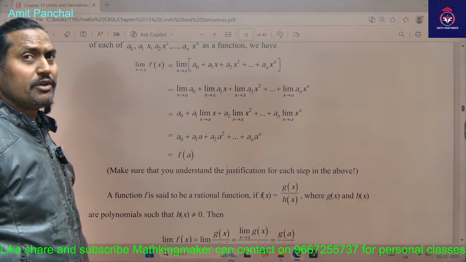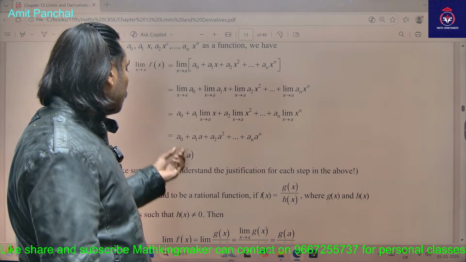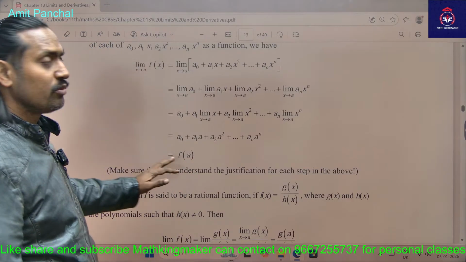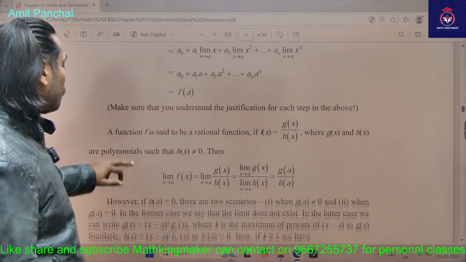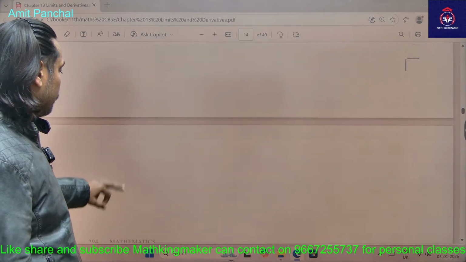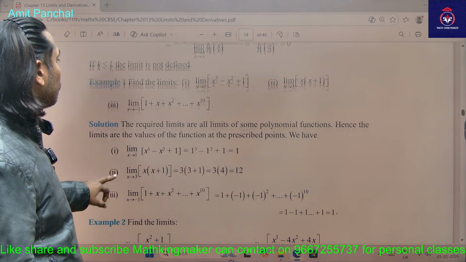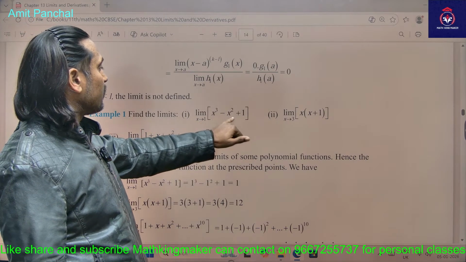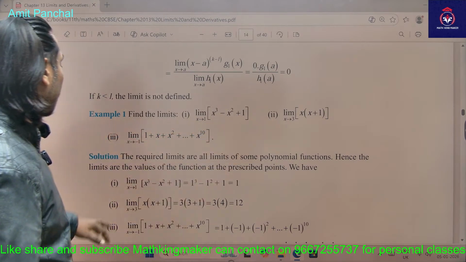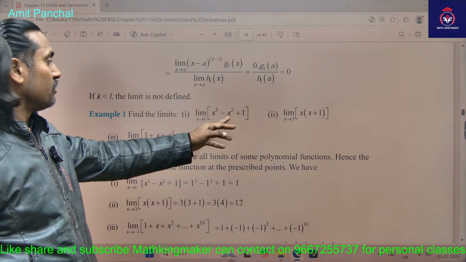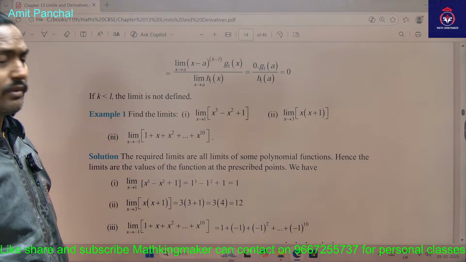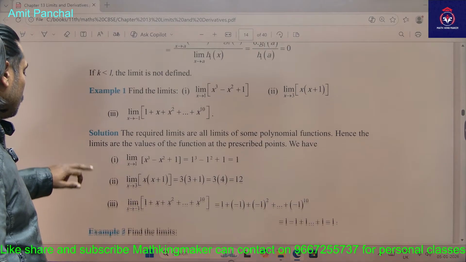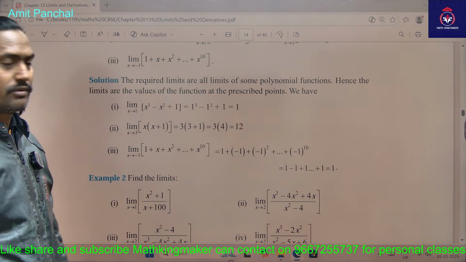So basically, once we are doing just polynomials, just put the value of x here, you will get its limit. Okay, that means in case of polynomial, it is very simple. You just have to put the value of x. So we'll do examples, then you will understand it. So now this one, limit x tending to 1, x cube minus x square plus 1. You just simply put x as 1, so you'll get it. So in case of polynomial, you just simply put it and you will get the values.